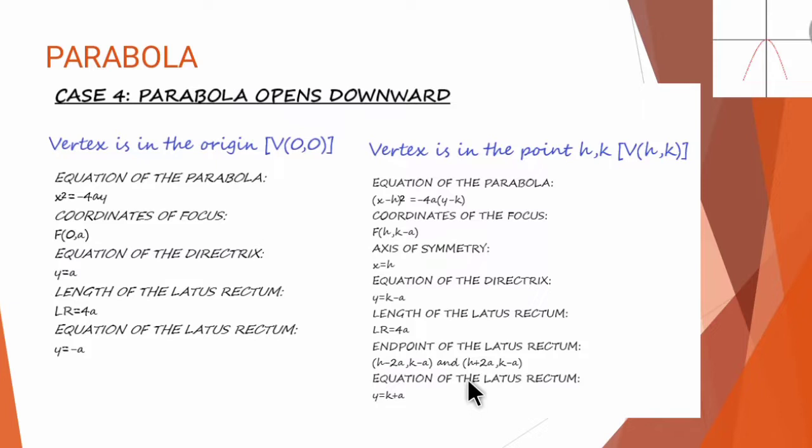And h plus 2a and k minus a. Equation of the latus rectum, we have y is equal to k minus a. So these are the 4 cases of the parabola.